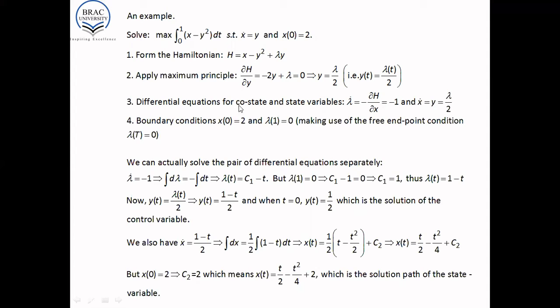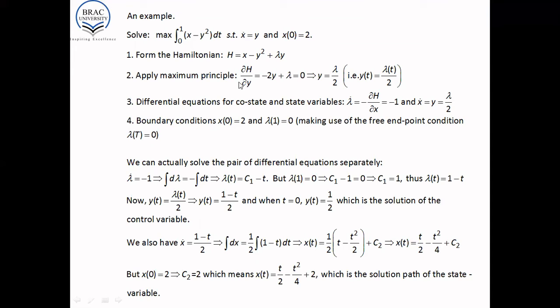The differential equations for the co-state and state variables. So the co-state variable has differential equation lambda dot is equal to minus del H by del x. Now, del H by del x is equal to 1, so minus del H by del x is equal to minus 1. And we have from the restrictions, subject to conditions, x dot is equal to y. But since y is already equal to lambda by 2, we can write x dot is equal to y, which is equal to lambda by 2.